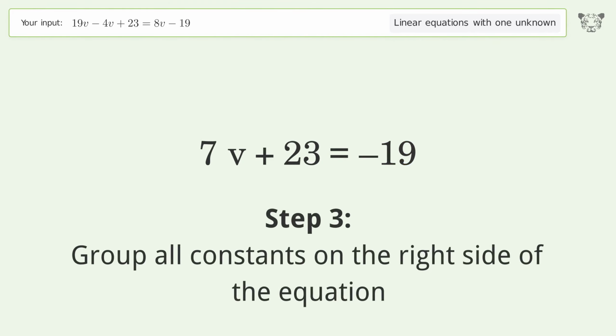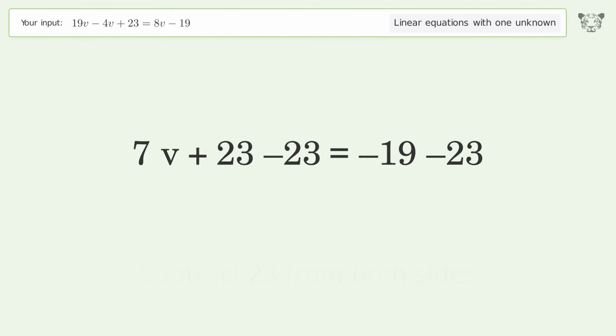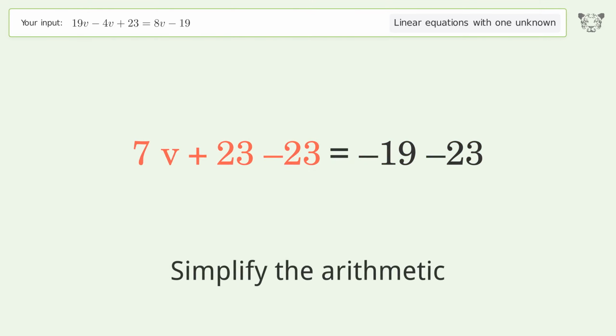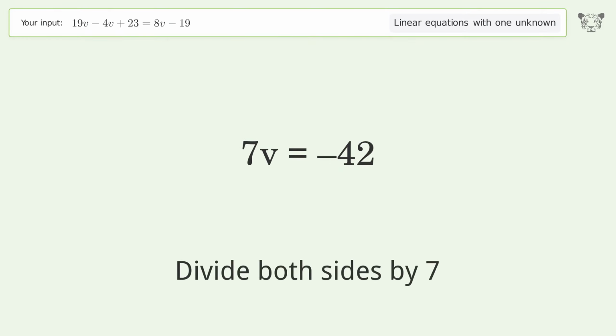Group all constants on the right side of the equation. Subtract 23 from both sides. Simplify the arithmetic. Isolate the v. Divide both sides by 7.